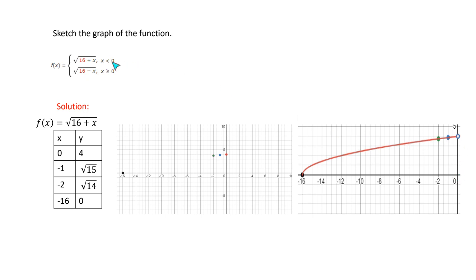But at 0, notice that you have a less than sign. So that means that at 0, we cannot use this point. And so I represent it with an open circle. Okay, so that's the first part of the equation.